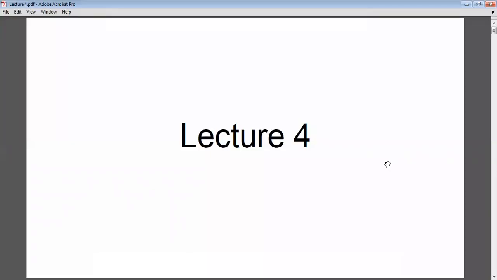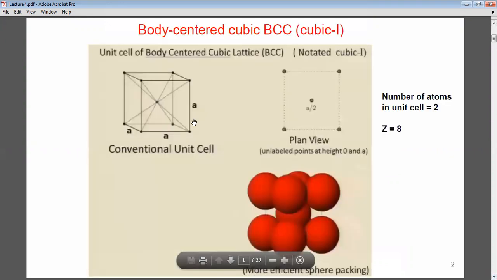Hello. So, during the last lecture, we discussed lattices in 3D. We covered simple cubic lattice, cubic P, cesium-chloride lattice, and body-centered cubic lattice, cubic I. We agreed that a conventional unit cell of a BCC lattice looks something like this.